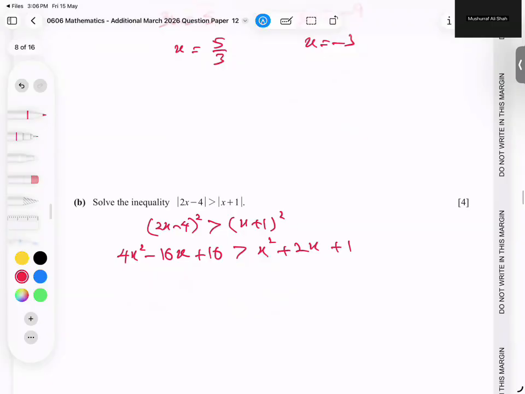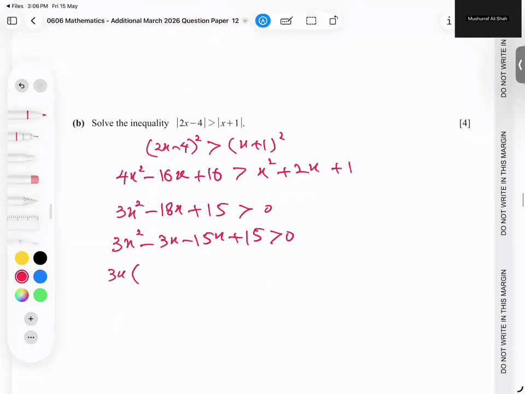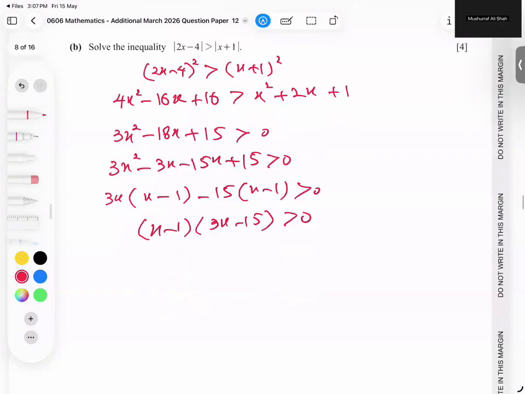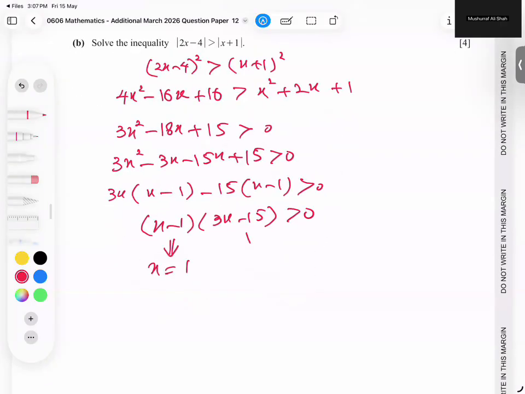Now I bring all three values on the left side and rearrange. So I'm getting here 3x to power 2, negative 18x, and plus 15 is more than 0. So now we can go for factorization, and we can see that it is very clear, minus 3x and minus 15x. Factorization is very easy. So 3x common, I get x minus 1. And from here, negative 15 common, I get x minus 1. So one time this equal to 0, I get x is 1, and this equal to 0, I get x is equal to 5. And now what to do, students?